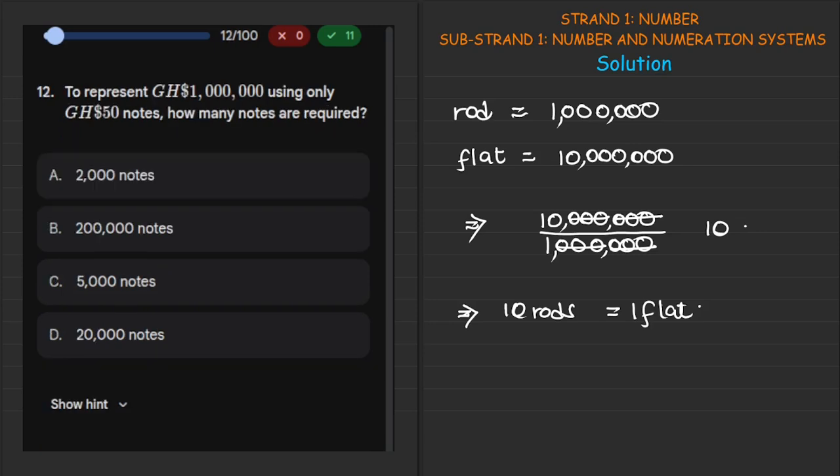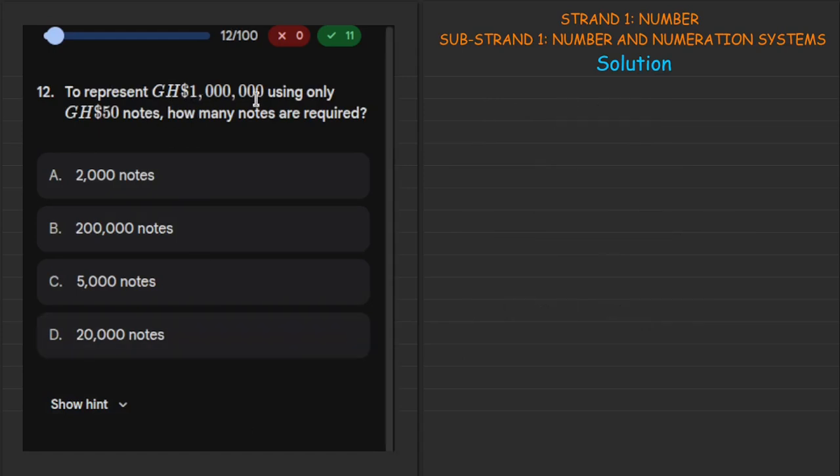Question number 12. It says to represent a 1 million Ghana cedi using only 50 Ghana cedis notes, how many notes are required? You see, so how do we go about this? We said earlier on that you divide the total amount, which in this case is the 1 million Ghana cedis, by the denomination. Our denomination here is the 50 cedis. So doing that will simply mean divide your 1 million by 50.